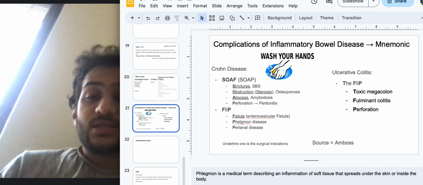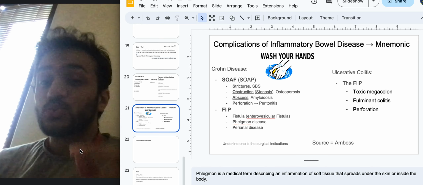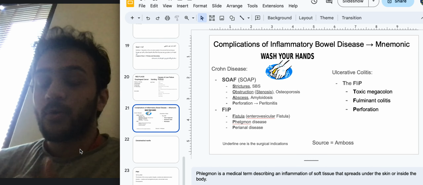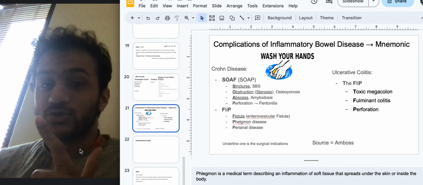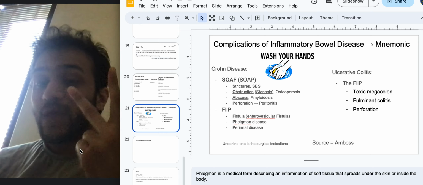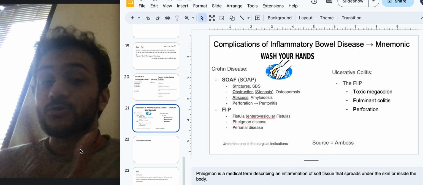I just want to mention that the ones that I have underlined over here are the surgical indications. So we do have to do surgery if we have these types of complications. So if we have strictures, we have to do surgery. If we have some sort of stenosis or obstruction, we have to do surgery. If we have any sort of abscess, we have to do surgery. And if we have any sort of fistula, we have to do fistulotomy.